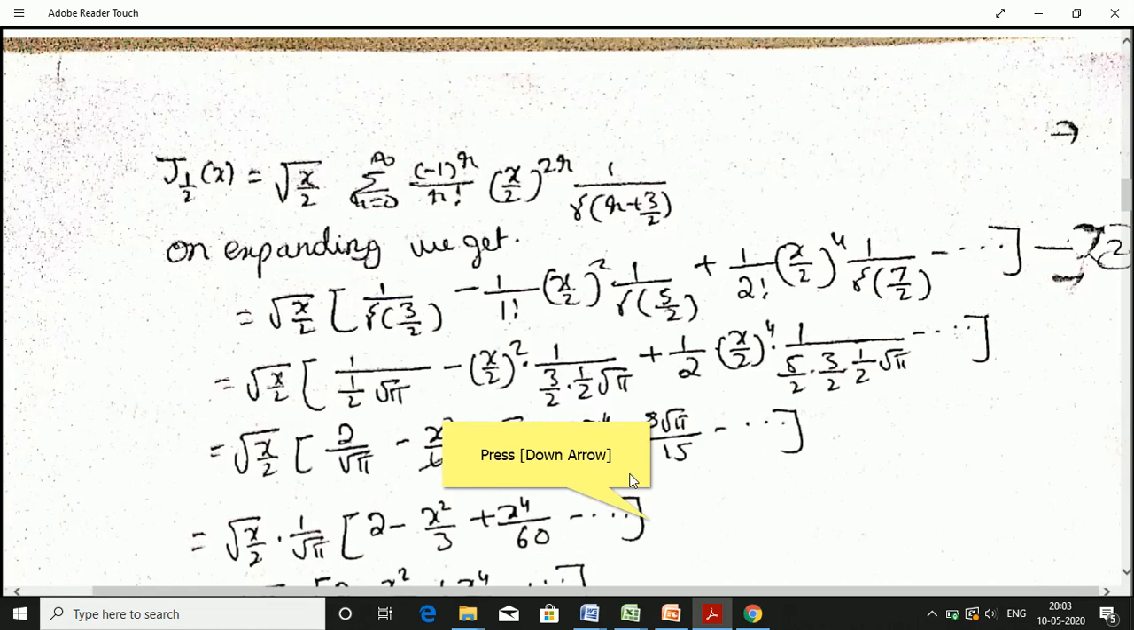4 by 3 root pi plus x to the power of 4 divided by 2 to the power of 4 is 16. 16 into 32, and here 2 to the 4, 4 into 8 goes to numerator, divided by 15 root pi. Actually this root pi should be in the denominator. Okay, and in all the terms, here 4 gets cancelled, 8 4s are here also get cancelled. Okay, and take 1 by root pi outside, remaining is 2 minus x square by 3 plus x to the power of 4 divided by 60.